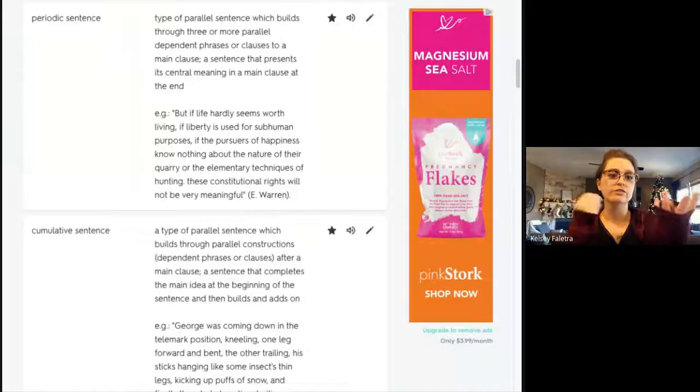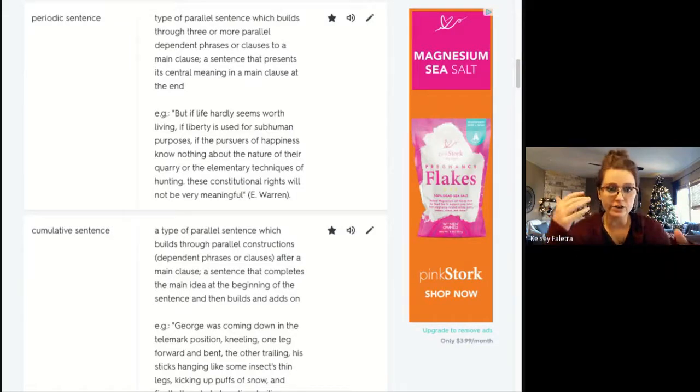Sentence are kind of two sides of the same coin. A periodic sentence is when you start your sentence with a bunch of modifying phrases and clauses that ultimately lead up to your main clause or the main idea of the sentence. So you spend the entire sentence waiting to hear what the main idea is.